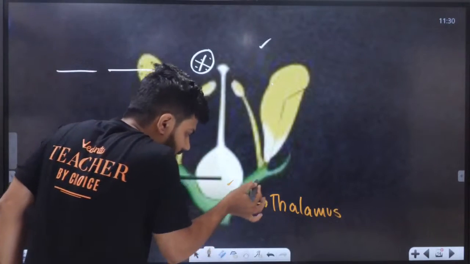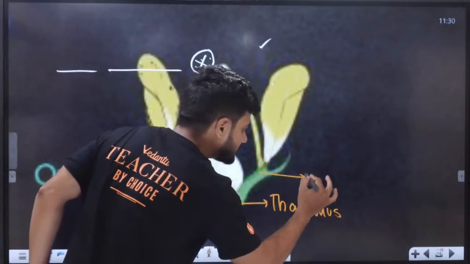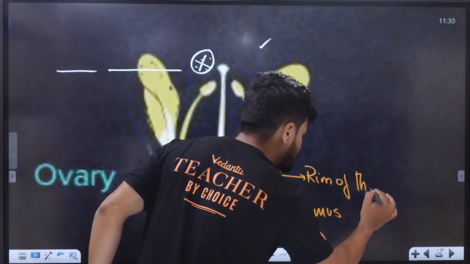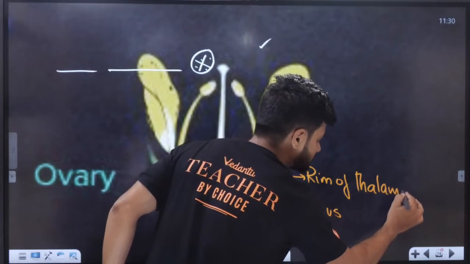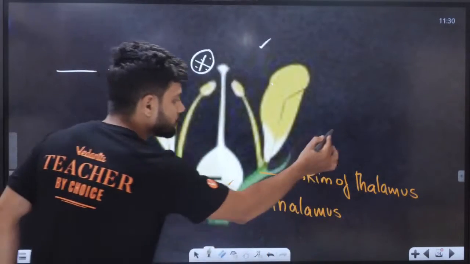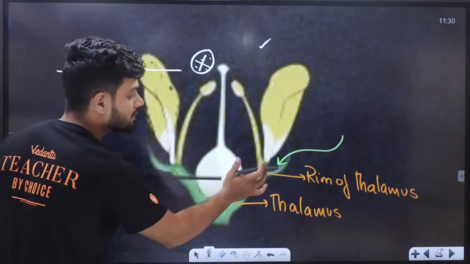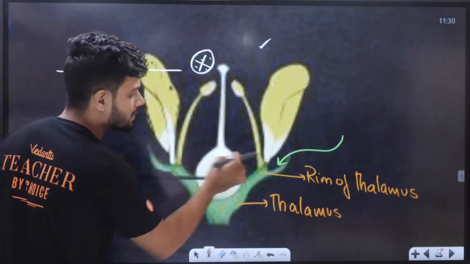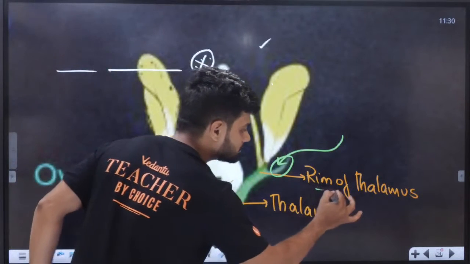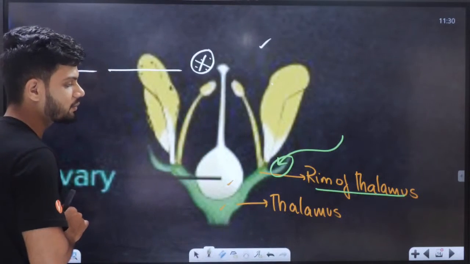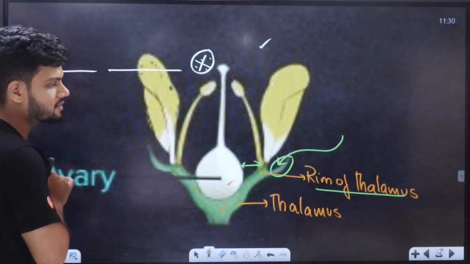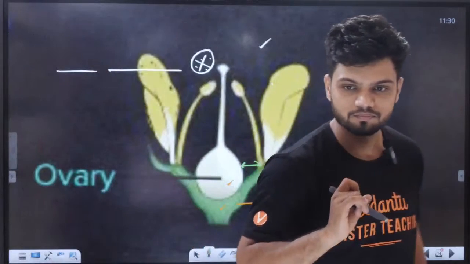Now, in this thalamus, this part is called the rim. Rim of thalamus. Rim means the edge. Now, if you notice here, at the rim of the thalamus, your androecium, your corolla, and the calyx, all the different whorls are arising from the rim of the thalamus, at the same level as the gynoecium. All of you understanding, yes or no?